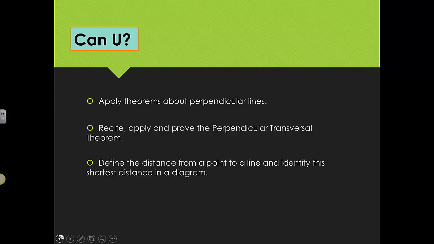Okay, again, make sure that you can apply the theorems about perpendicular lines like we practiced in class, that you can recite, apply, and prove the perpendicular transversal theorem, so you might want to give that a try, and that you can define the distance from a point to a line and identify the shortest distance in a diagram. You may also have to set up an inequality and solve. That's about it for section 3-4.